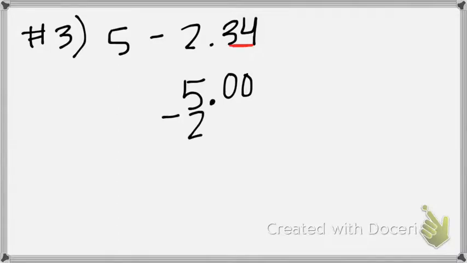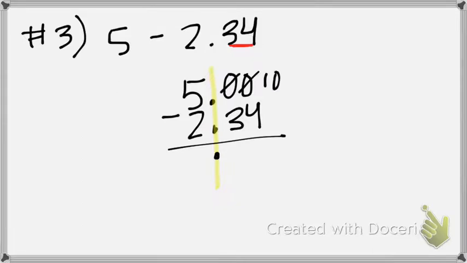So then minus 2.34. Again, you line up your decimals straight down. And then make sure you follow your rules for borrowing. All right, and then you subtract them, and you should have gotten the answer 2.66.